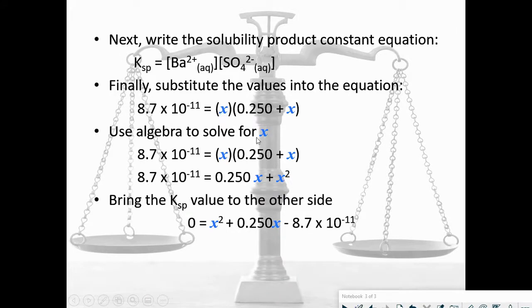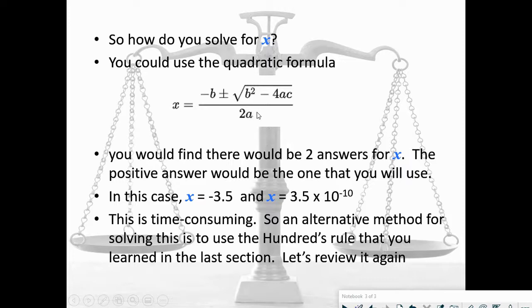So use algebra to solve for x, and look what you get. You get a trinomial, second order. So how do you solve for x? You would have to use the quadratic formula.